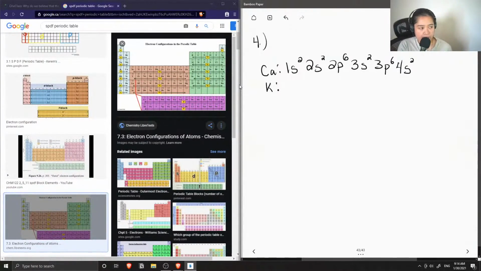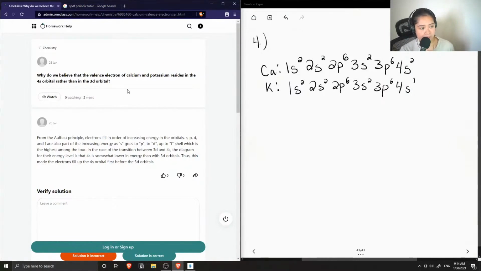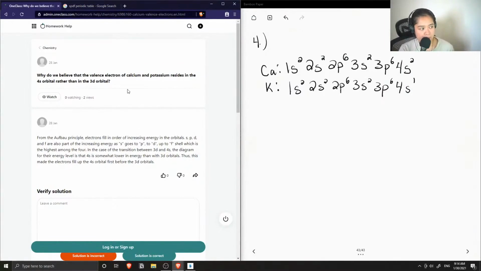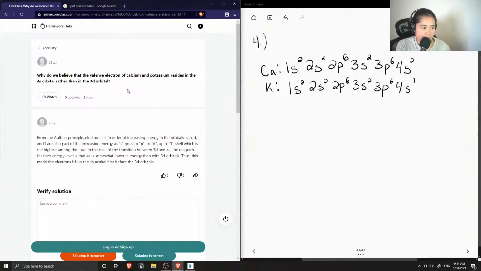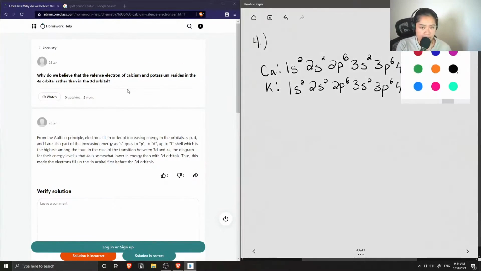And you can see that potassium is right beside it. So we can also just write a similar electron configuration, except it'll end in 4s1. Okay, so the question asks, why do we believe that their valence electrons reside in the 4s instead of the 3d?